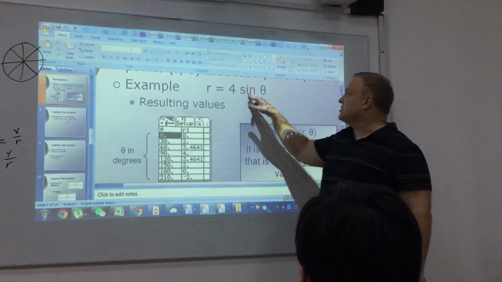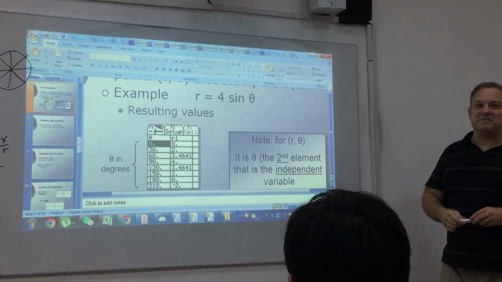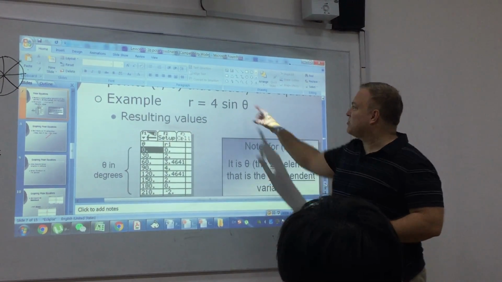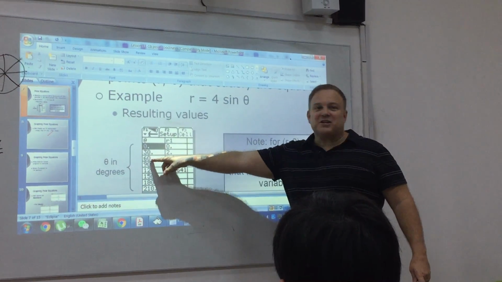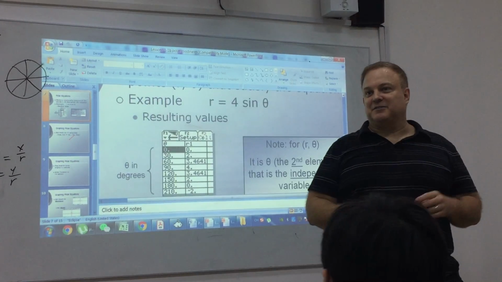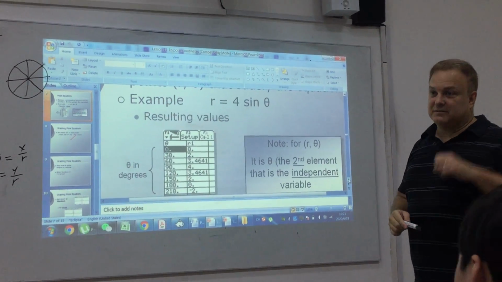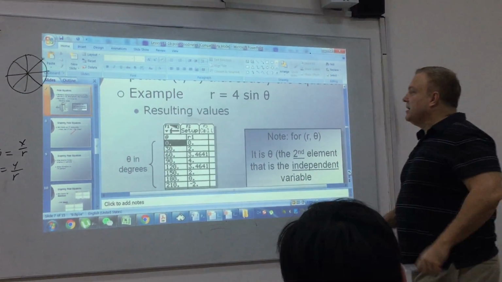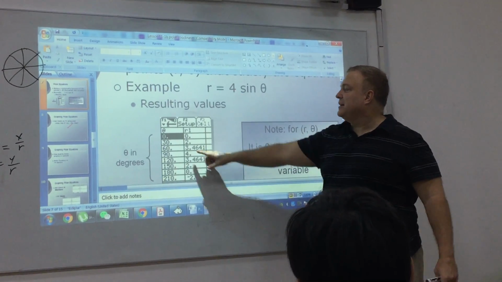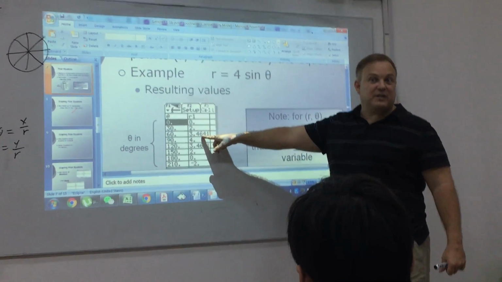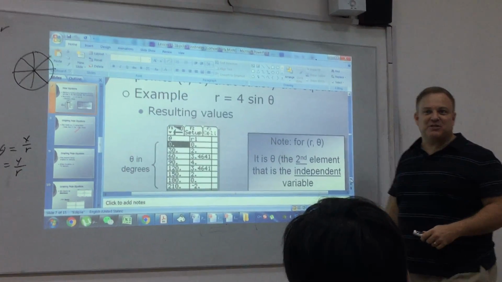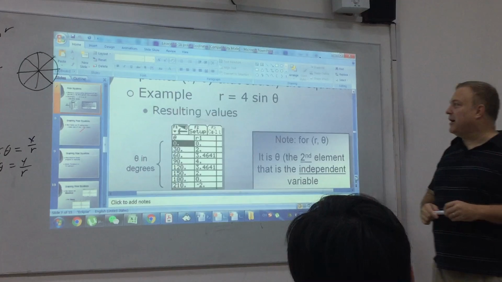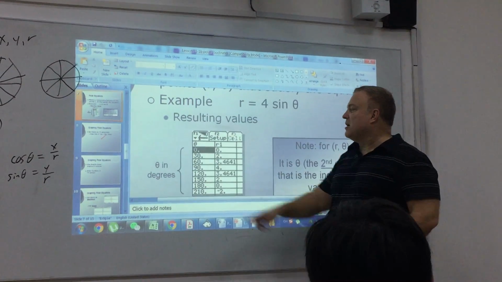Now, 30 degrees. What's sine of 30 degrees? 1/2. What's 1/2 times 4? 2. 60 degrees. What's the sine? Square root of 3 over 2. And if you multiply that by 4, you get approximately 3.46. How about 90 degrees? What's the sine? 1. And 1 times 4 is 4.